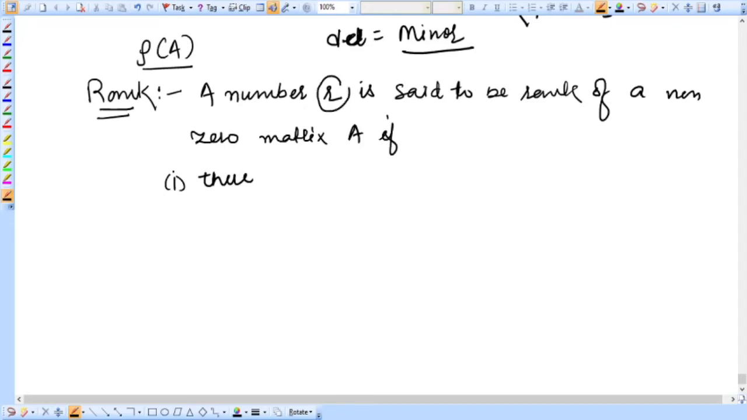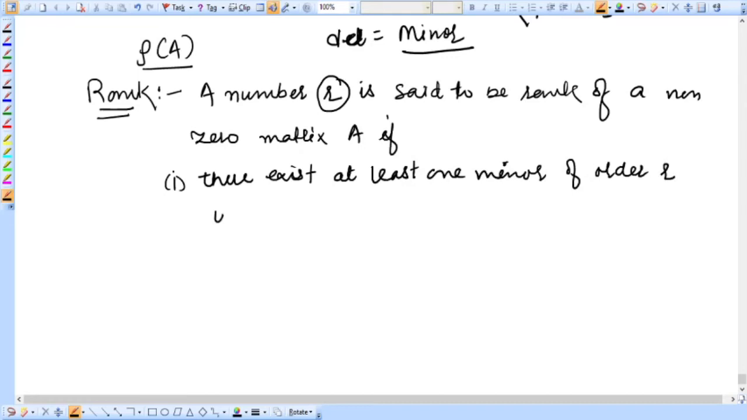rank would be R if there exists at least one minor of order R which does not vanish. Which does not vanish means which is not equal to 0.